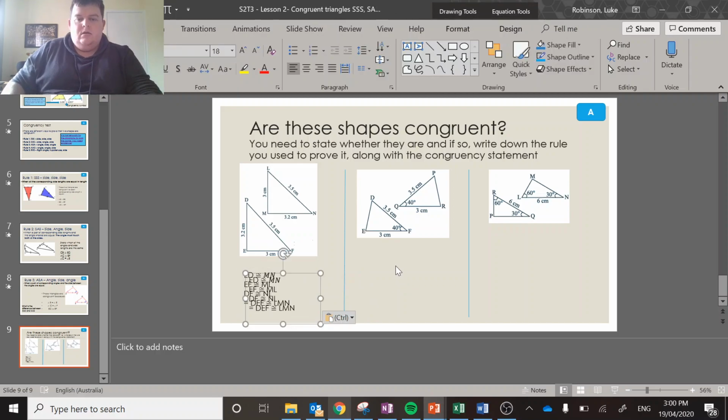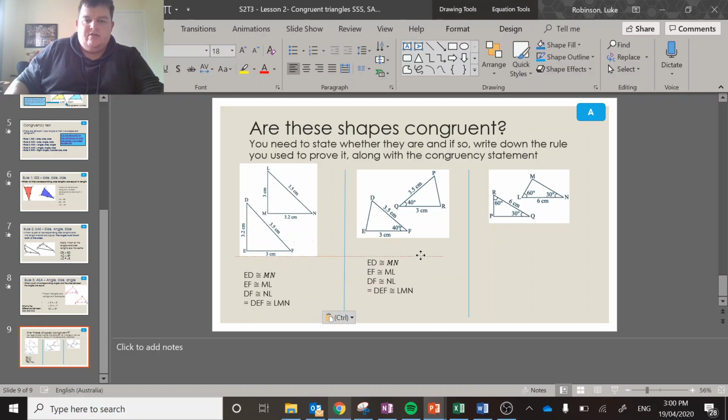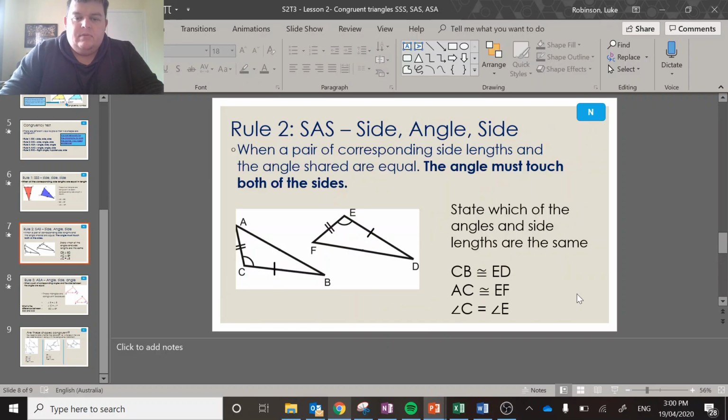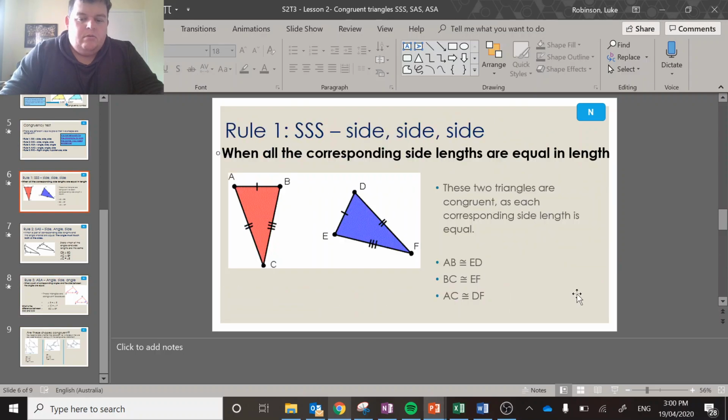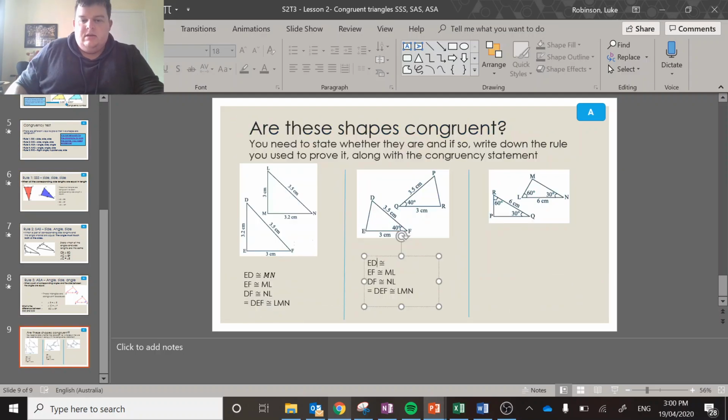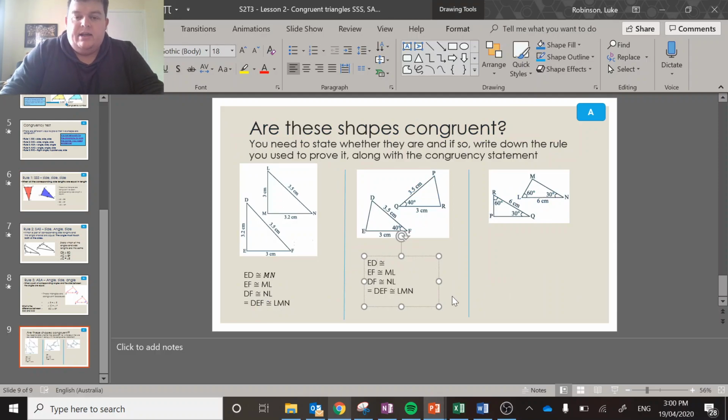I'm just going to copy paste this and change it slightly. Now this one, if you haven't guessed already, it was side, angle, side. So I'm going to start with sides. BF is the same as QB. AF is the same as Q.